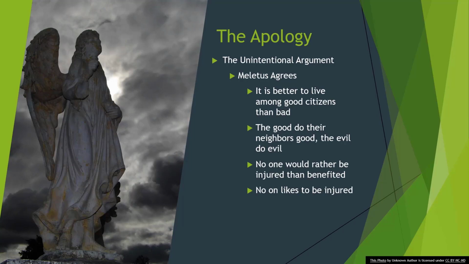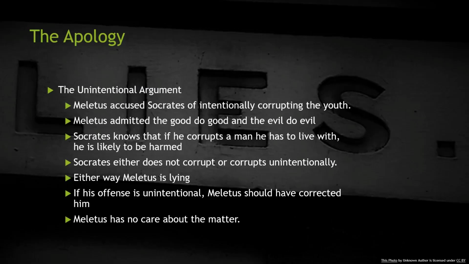Now, he recounts what Meletus has said, that Meletus has admitted the good do the neighbors good, and the evil do them evil. And Socrates contends that since he knows that if he corrupts people he has to live with, it's very likely he'll be hurt by them. And so, given what he's argued that no one wants to be hurt, Socrates concludes that there's only two possibilities. Either he does not corrupt them, or if he does corrupt them, it is unintentionally. So either way, Socrates concludes Meletus is lying.